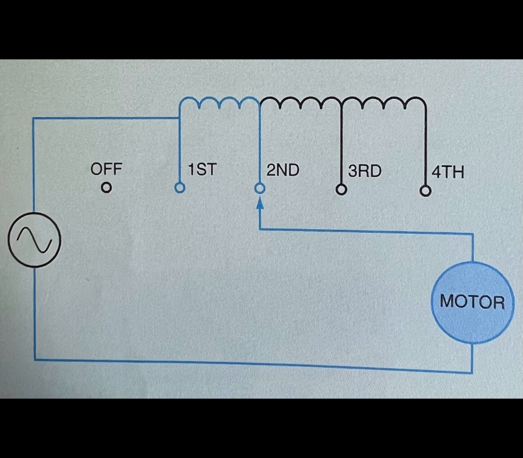Another device used to control the voltage applied to a small induction motor is the autotransformer. A rotary switch is used to connect the motor to different taps on the transformer windings. This allows the motor to be operated at any one of several different speeds.